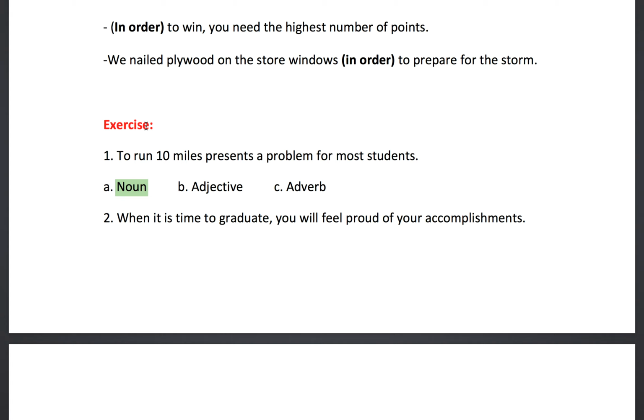The second example: we nailed plywood on the store windows in order to prepare for the storm. You can say we nailed plywood on the store windows to prepare for the storm. Why? To prepare for the storm. And you can also add "in order" in front of the "to" plus verb, which is the infinitive. If it passes the test and it makes sense, then this is the adverb in that sentence, "to prepare".